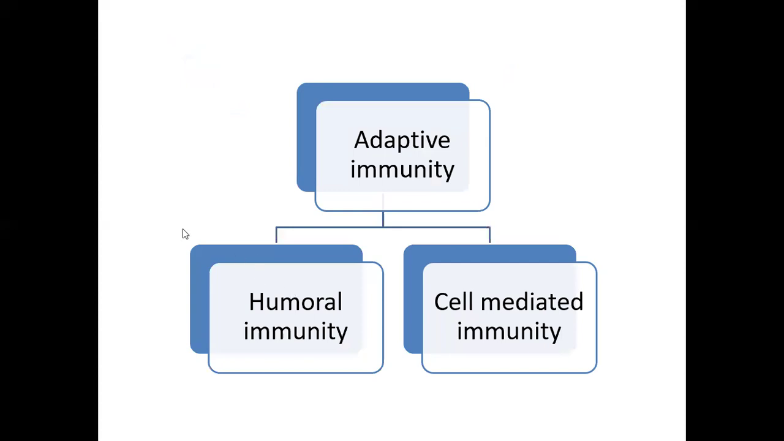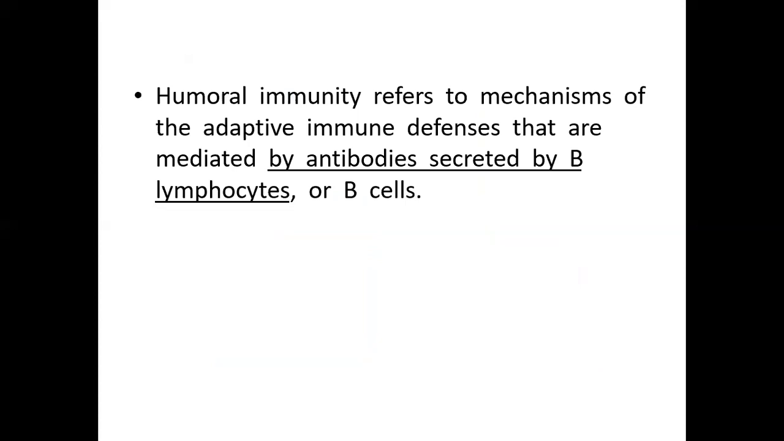Okay, so adaptive immunity is an experience of the life of each individual, of each person, and it can be humoral and cell-mediated. Cell-mediated immunity is associated with T killer, T cytotoxic lymphocyte, CD8 cell, and humoral immunity is associated with antibody production. Humoral immunity refers to mechanisms of the adaptive immunity defense that are mediated by antibodies secreted by B lymphocytes, or B cells.